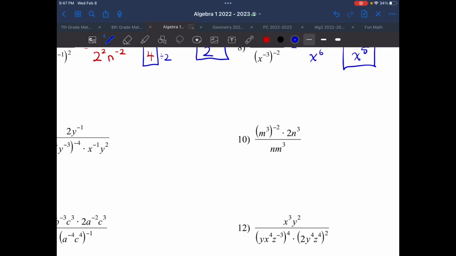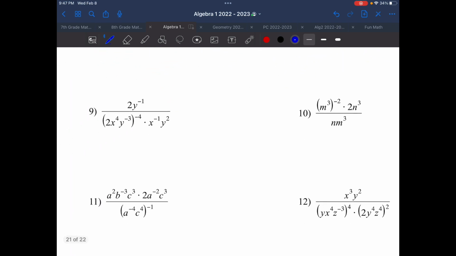Moving on to number 9. In number 9, we finally have a mix of variables, x's and y's. I'm only going to have one x and one y in my final answer. I don't know if it's in the top or the bottom, but I'm only going to have one of them. So the first thing that I see again is parentheses, and I'm going to be distributing this negative 4. I'm going to do this with pen, so I'm showing my work. This negative 4 is going to go to all 3 of these bases. I'm going to rewrite that.